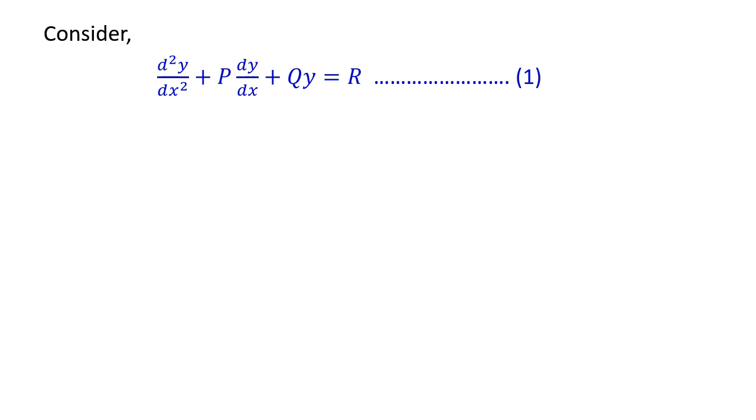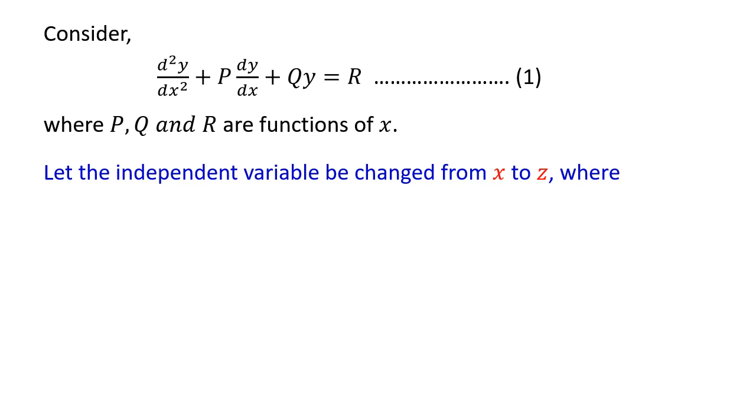First we shall consider the standard form of second order LDE, that is d square y by dx square plus p into dy by dx plus q into y is equal to r, where p, q and r are the functions of x. Now let the independent variable be changed from x to z, where z is a function of x.